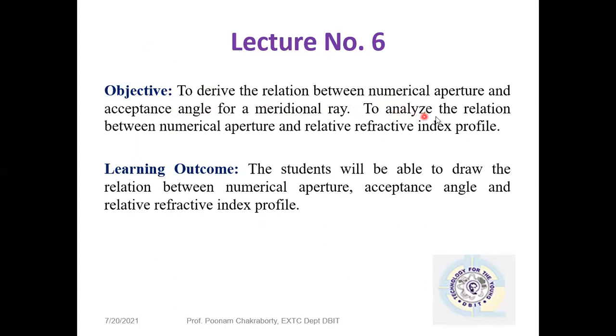Then we will analyze the relation between the numerical aperture and relative refractive index profile, which is given by the symbol delta. So relative refractive index profile is delta, your numerical aperture is NA, and your acceptance angle is theta A. We are finding a relation between all of them. The learning outcome of today's lecture is you will be able to draw the relation between numerical aperture, acceptance angle, and relative refractive index profile.